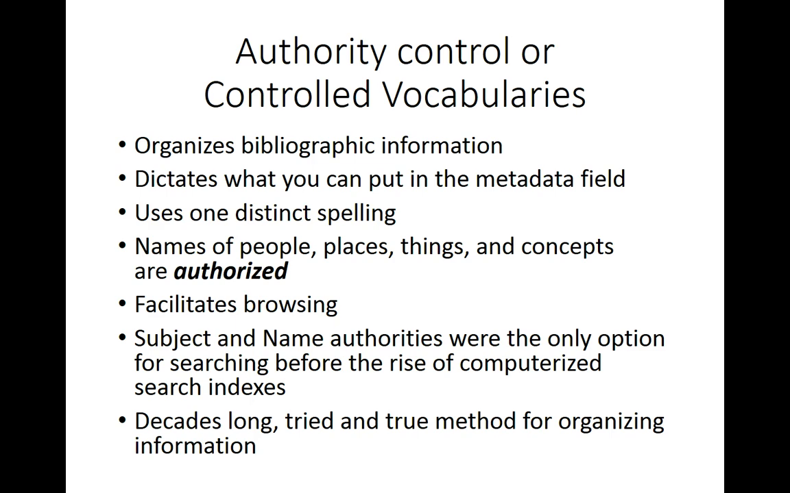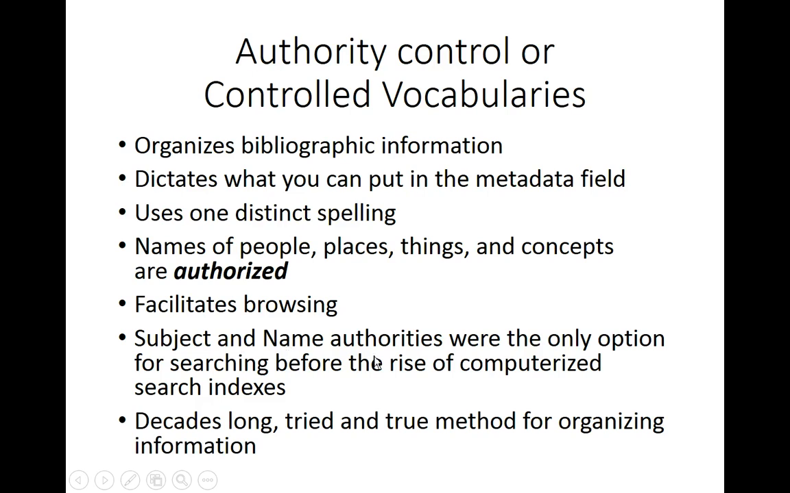So it's one source. Library of Congress Subject Headings, that's an authority. It's one authority that when you say I'm going to use this name or place or activity or whatever it is you're looking up, you can say, oh, that's the authority we use. So we use the Library of Congress Subject Headings authority. Again, names of people, places, things, concepts can be authorized. Facilitates browsing.